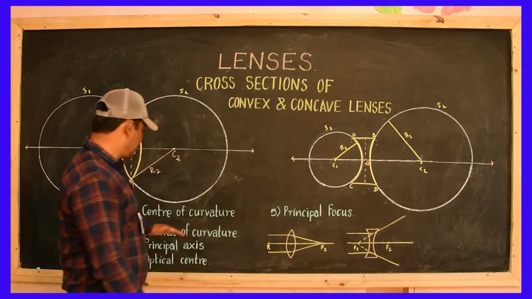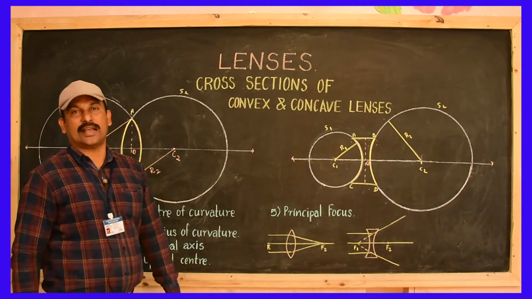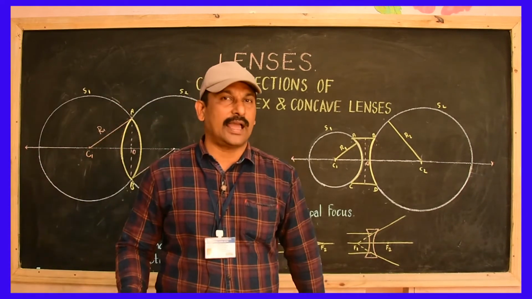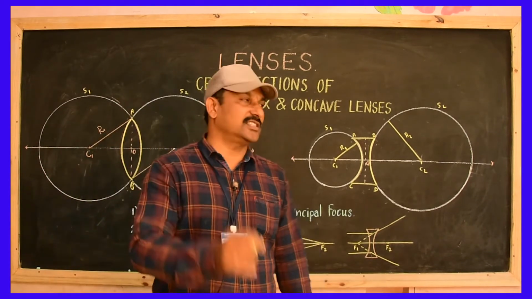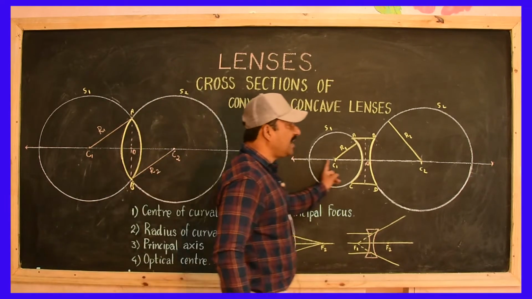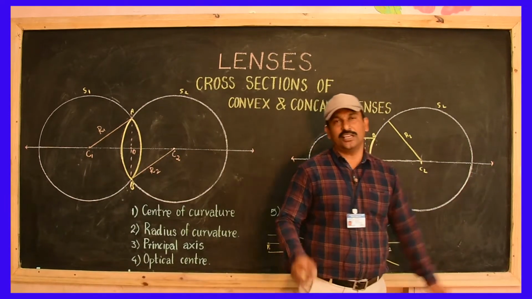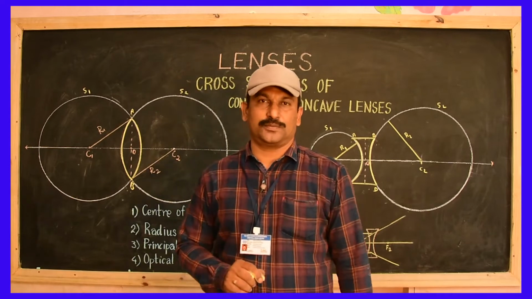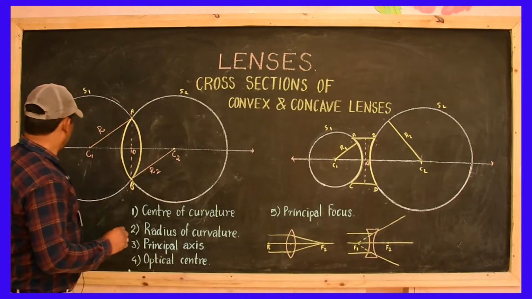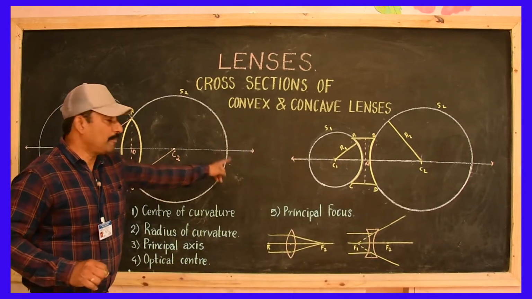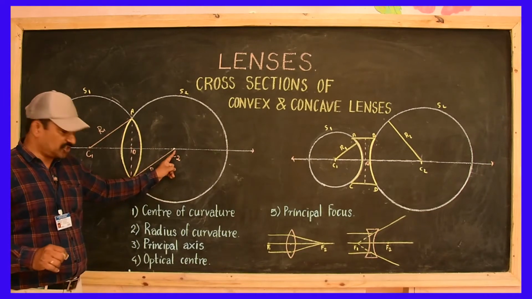Now we come towards the next part, that is the principal axis. What is principal axis? Principal axis is nothing but an imaginary line passing through the centers of curvature. Here we see, here also, is the imaginary line passing through the centers of curvature.